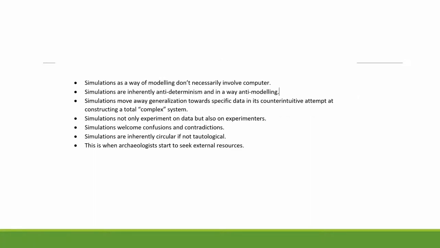So I return to Ian Hodder's paper, and in that book from 1978, he lists a lot of things about simulation. He says simulation as a way of modeling doesn't necessarily involve a computer. That's the first thing. The second is that simulations are inherently anti-determinism and in a way anti-modeling. That's my summary, not his exact words, by the way. And the third, he actually suggests something like agent-based modeling, but they didn't have the word at the time, right?